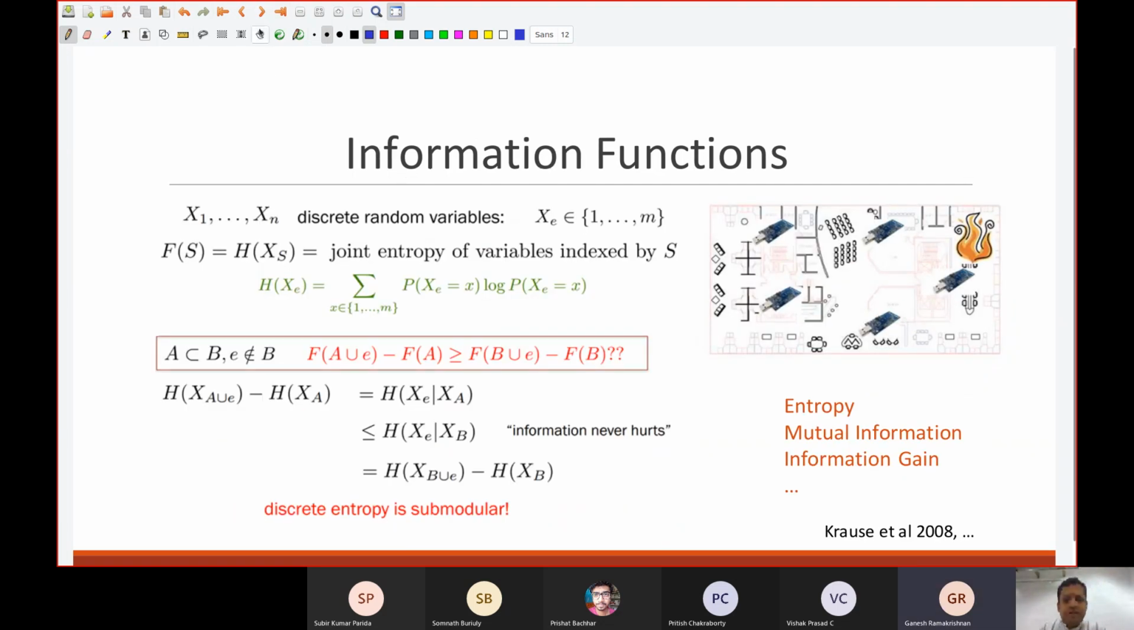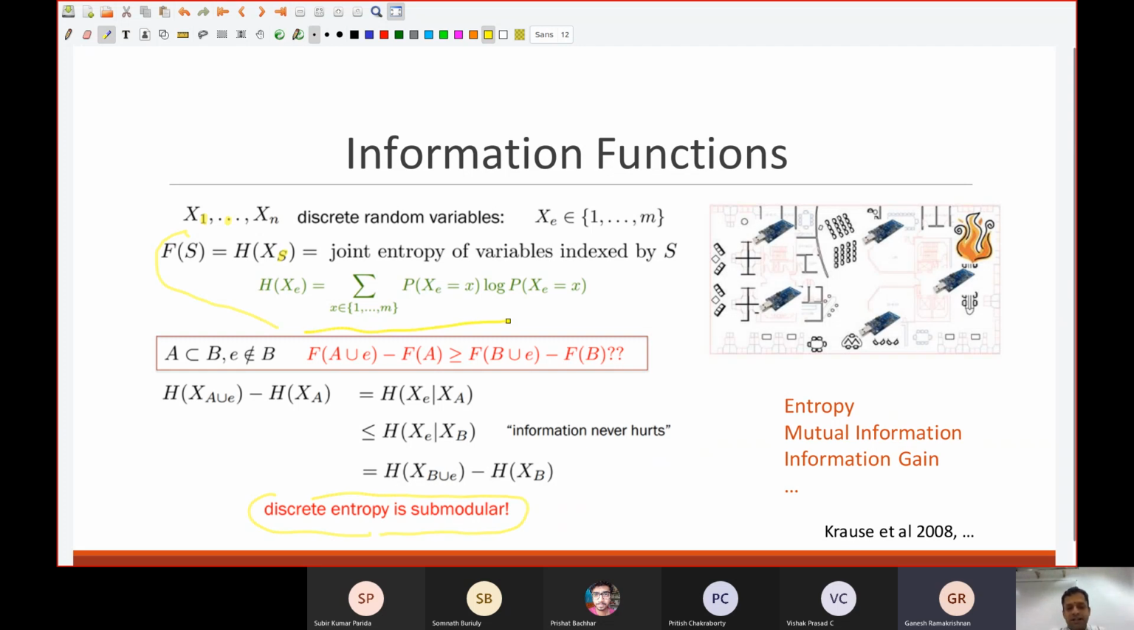Now information functions. We're going to spend a little bit more time on this now. Information functions: if you have discrete random variables x1 to xn, the joint entropy of the variables indexed by a subset S. Okay, this is a subset. The subset could include x1, xn, or maybe it may not include xn. It may include some other points. This joint entropy, what is its property? So it turns out that this joint entropy, if you have discrete random variables, is submodular.